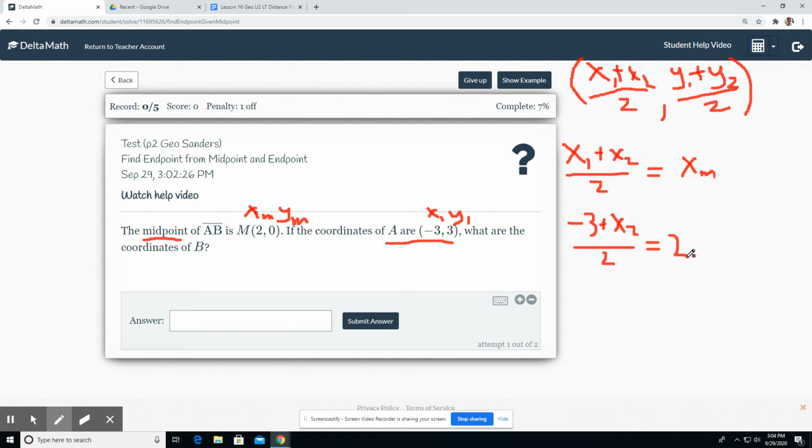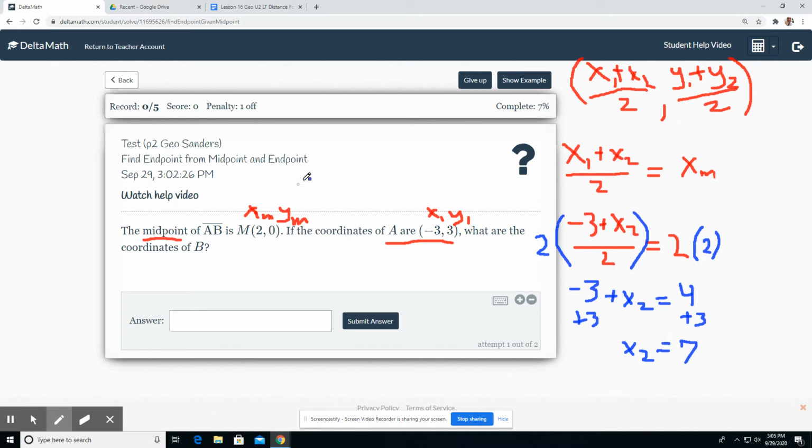All right, now we're solving here. So we're trying to get x2 by itself. The first thing we want to do is get rid of this divide by 2. It's trapping everything here. I'll switch my colors a little bit. To get rid of that divide by 2, the opposite of divide by 2 is to multiply by 2. What you do to one side, you do to the other. We now have -3 plus x2 is equal to 4. Add 3. Add 3. x2 is equal to 7. All right, I got my first one. So x2 is 7.